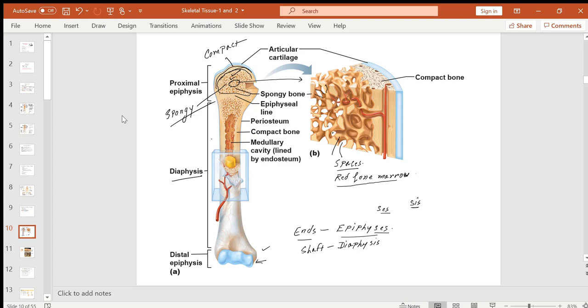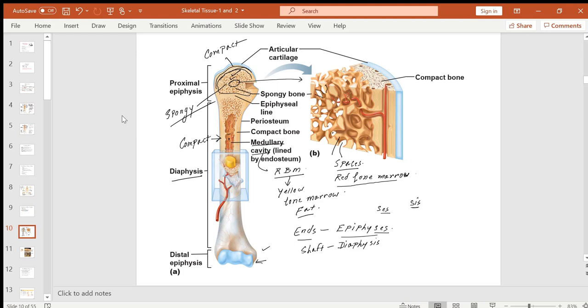Now let's see the shaft part, or diaphysis. Here you see compact bone forming the wall, and inside the diaphysis or shaft you have a cavity called the medullary cavity. In the early part of your life, the medullary cavity is filled with red bone marrow. However, later the red bone marrow is converted to yellow bone marrow, which is actually fat or adipose tissue. That's why it looks yellow.